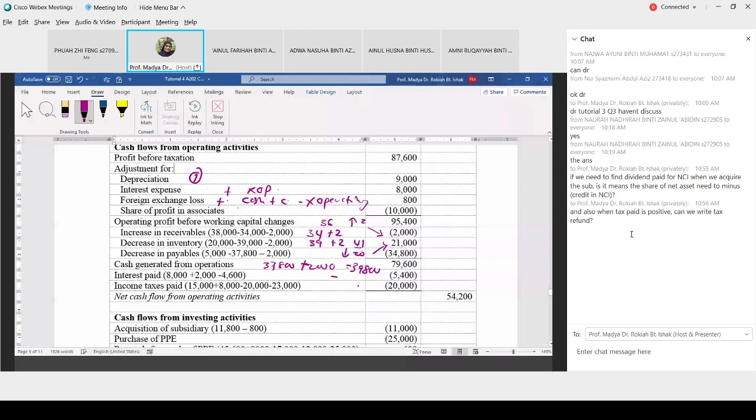So cash generated is 79,600. Okay, interest paid. The interest paid that you have here is related with the interest payables. The beginning balance here is 2, plus the one that you paid here is 8. So altogether you have 10. But the ending balance here is only 4.6, so you're going to have a reduction of 5.4. So this is what you have here.